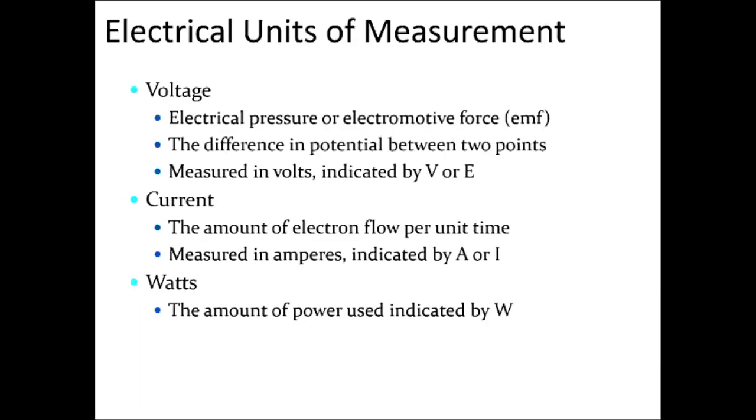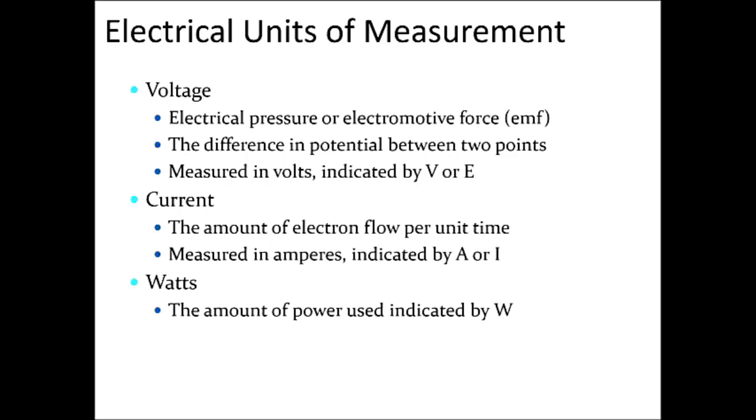Let's look at the units of measurement of electricity. Voltage is the electrical pressure or electromagnetic force. The difference in potential between 2 points is measured in voltage, and it is indicated by a V or an E. The V and E will become important when we get into Ohm's law in another video. Current is the amount of electron flow per unit of time. It's measured in amperes, or amps, and is indicated by an A or an I.